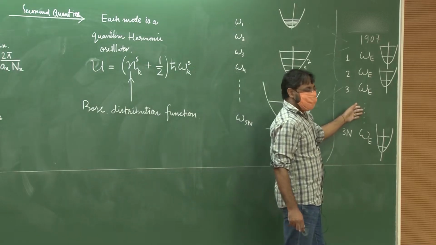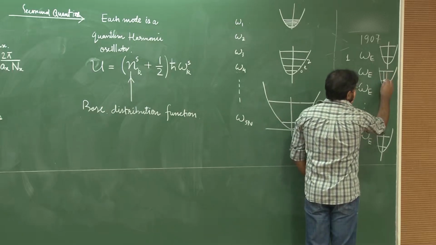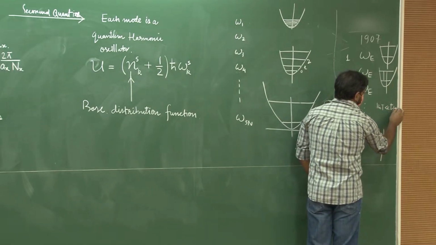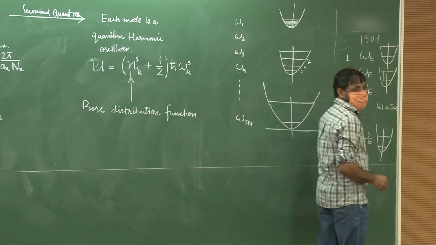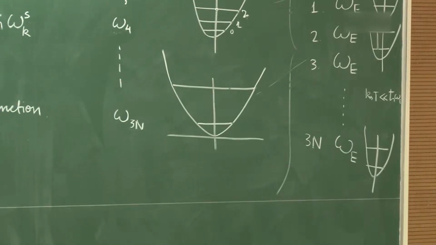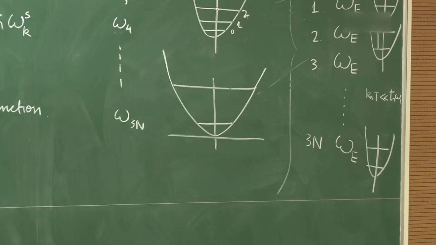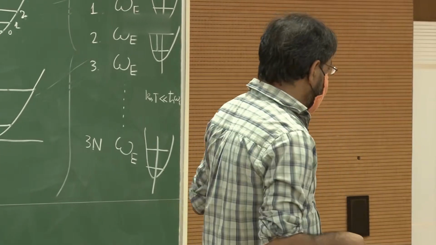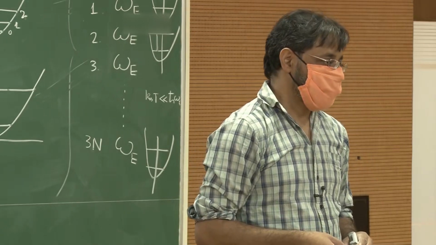Once you go to temperatures where kBT is smaller than h bar omega e, that is the energy spacing, all the oscillators are going to come down to their ground state. The specific heat is going to fall down exponentially. There will be an exponential drop of the specific heat. And that was the failure of Einstein's model. The specific heat at very low temperatures in Einstein's model goes to 0 exponentially fast, whereas in reality it goes as T cube. Okay? So let's try to see that.